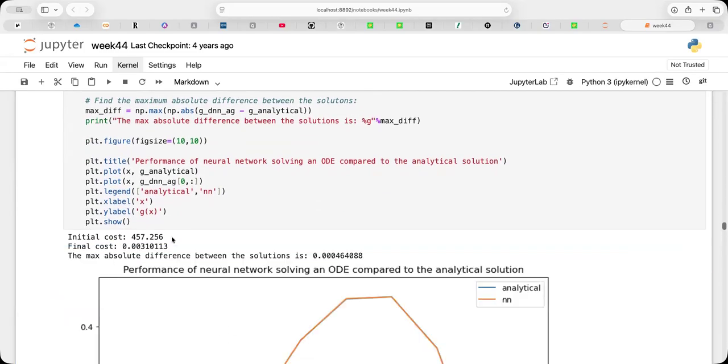So my initial guess of a neural network with random parameters is not exactly an exponential. So I get a pretty big result here, right? But then as it moves on, you see now that my final cost is actually pretty good. And the max difference between the solution is rather small. So this is working pretty well in reproducing an exponential.